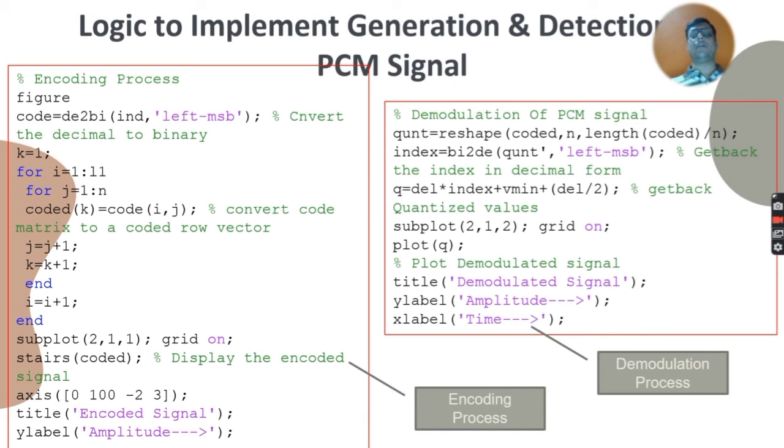So here I have written quant is equal to reshape the coded signal from the binary into the analog signal. So coded, reshape of coded comma n comma length of code divided by n, index. Here what happens: we are receiving the binary data, we need to convert it into decimal. So binary to decimal, quant left MSB.